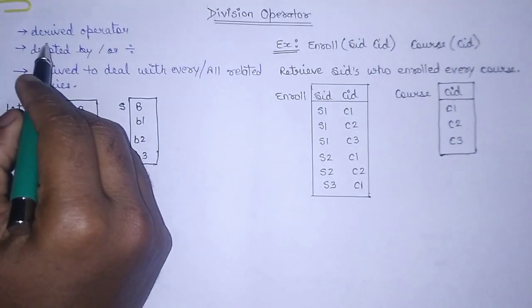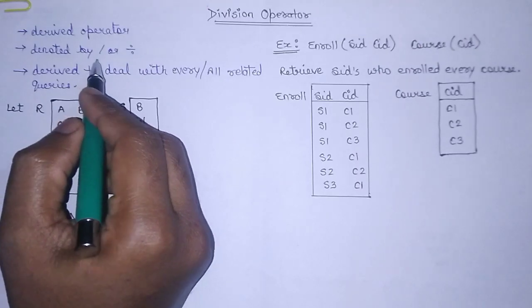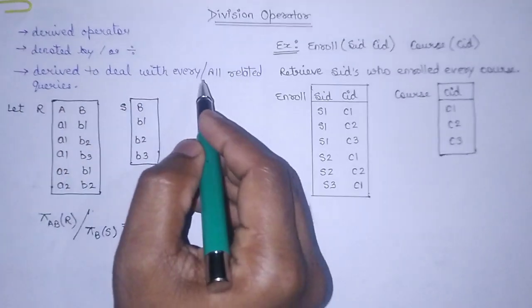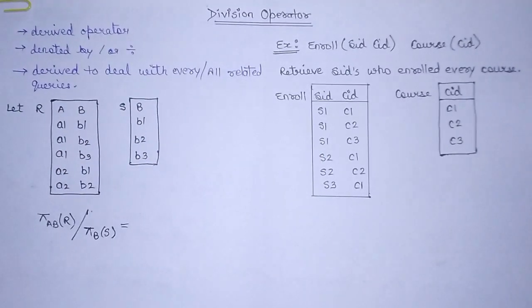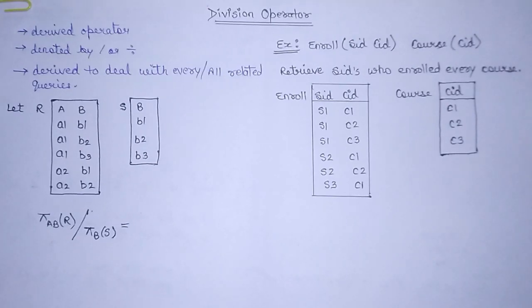So this division operator is a derived operator. It is not a basic operator, and it is denoted by this slash or basic division symbol. It is derived to deal with every or all related queries. In the previous video I told you that whenever we have the keyword every in a statement, it is a bit difficult to convert it into queries. So to get the answer to such queries in which we have every, we derived a new operator using some basic operators. So how does that particular operator work, see.